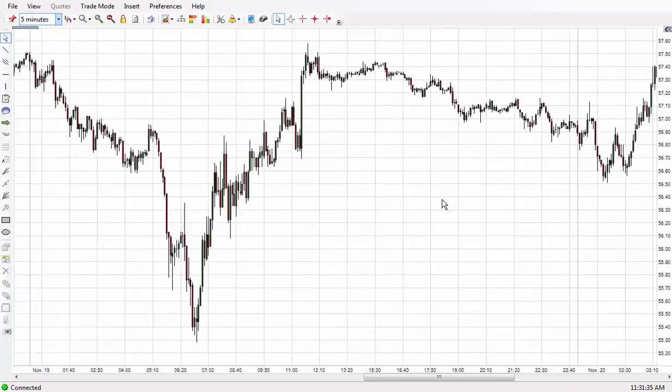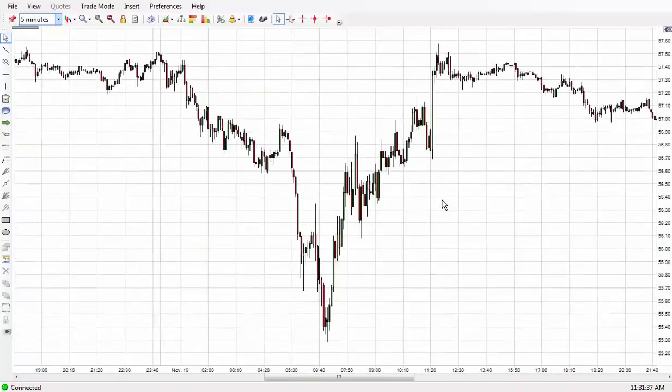Let's go back to Monday. The code 3 generated 10 trades, good for 102 ticks. There were 6 wins, 2 losses, and 2 break-evens. You can see it was a fairly choppy day.